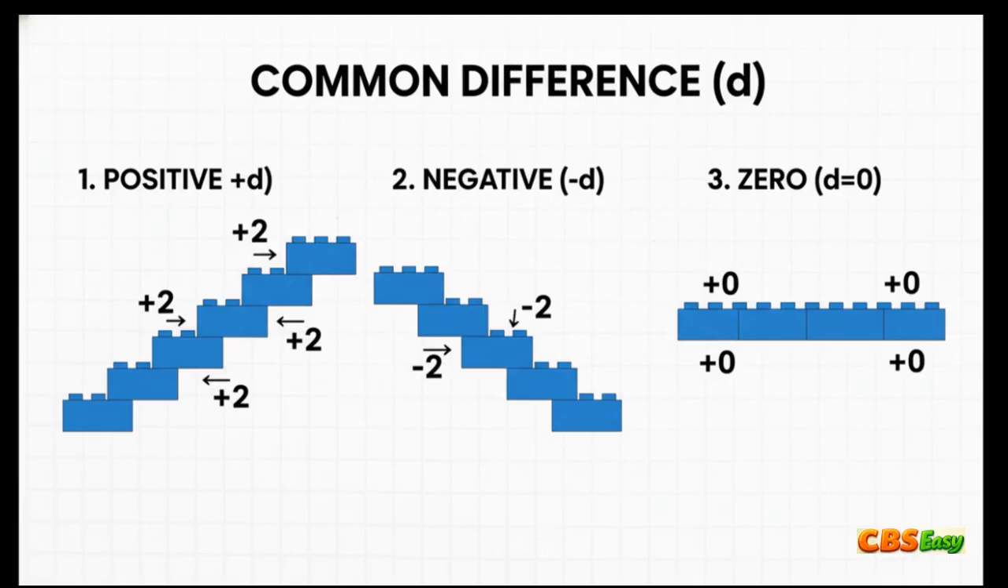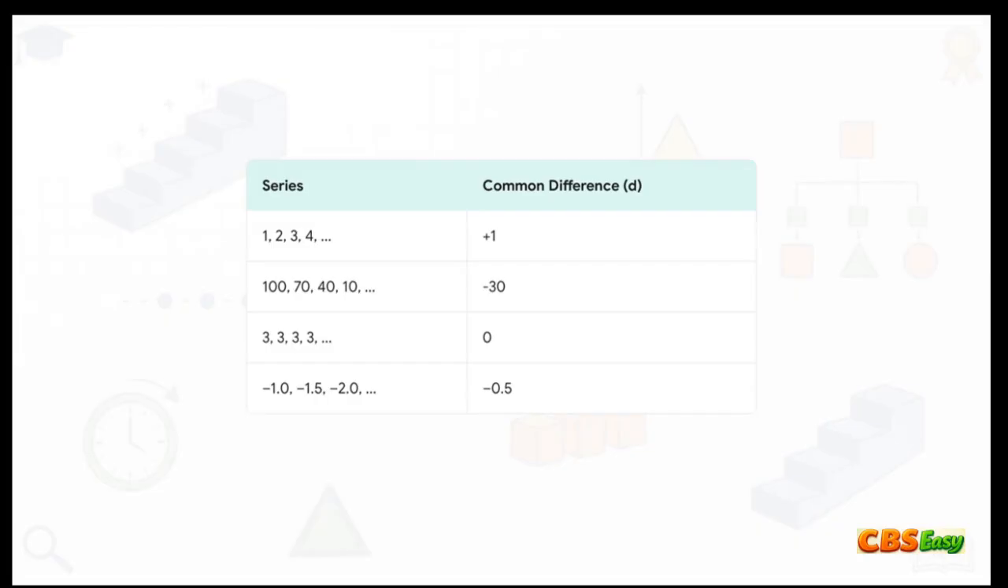And D is super flexible. It can be a positive number if things are growing, a negative number if they're shrinking, or it could even be 0 if nothing changes at all. So let's see this in action. Take a simple list like 1, 2, 3, 4. You can see we're just adding 1 each time. But look at this next one, 170, 40. Here we're taking away 30 every step, so our common difference, our D, is minus 30. And yeah, it can be 0, like in 3, 3, 3, 3, or even a decimal. As long as that jump is the same every time, it's an AP.